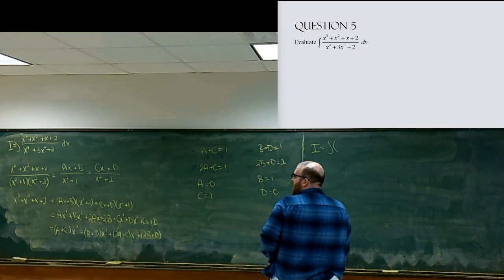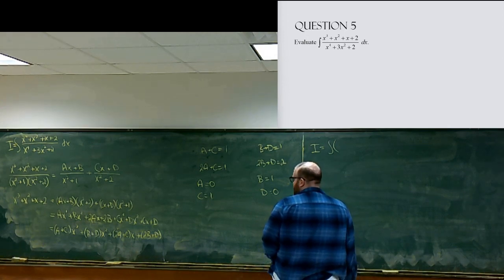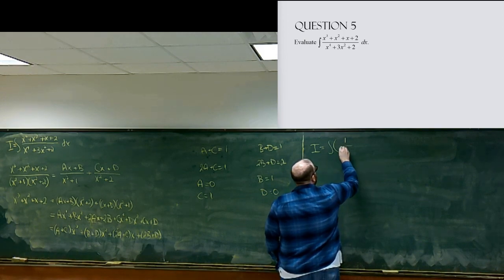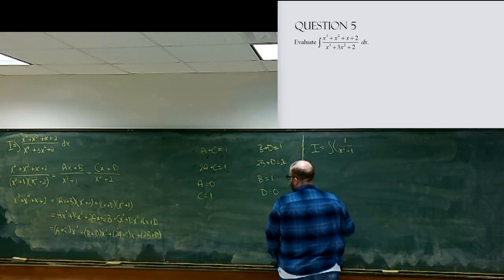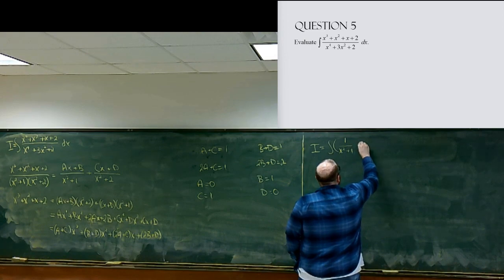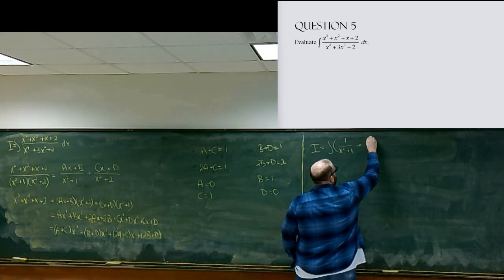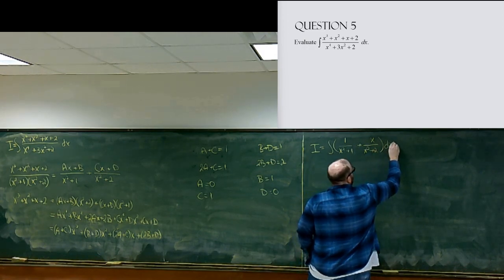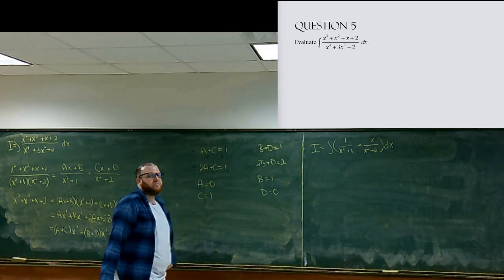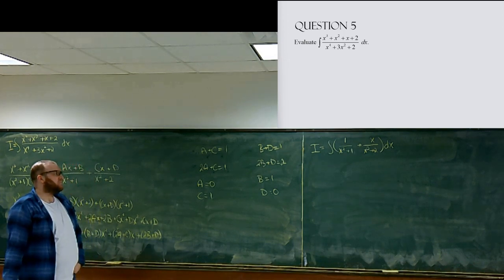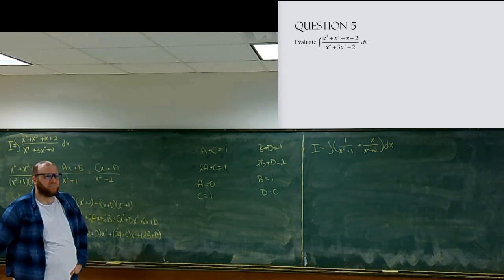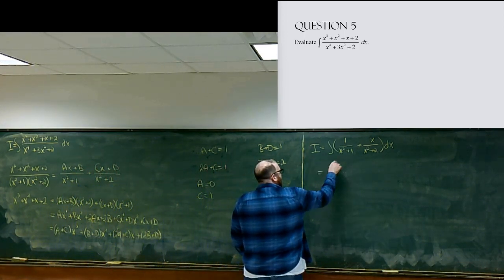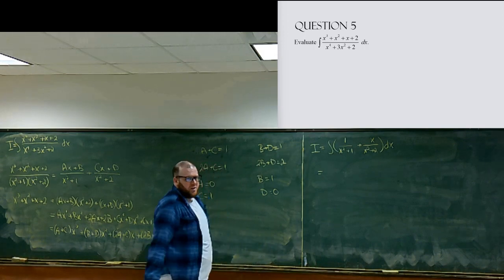So our antiderivative now becomes 1 over x squared plus 1 plus x over x squared plus 2. What's the antiderivative of 1 over x squared plus 1?